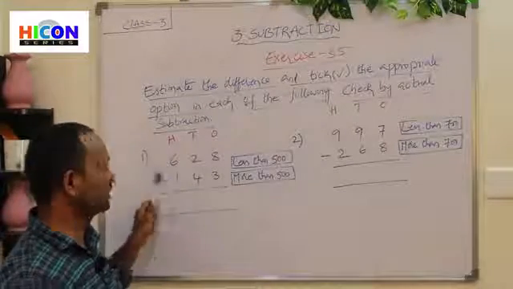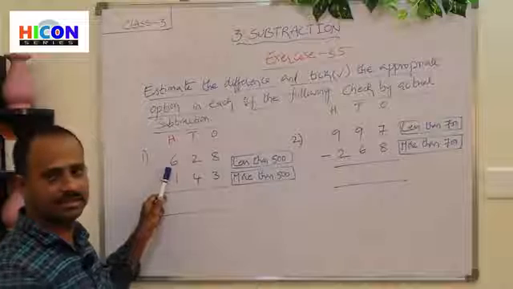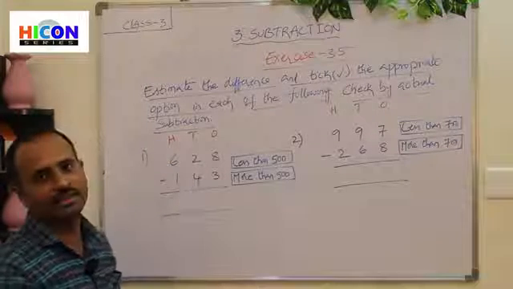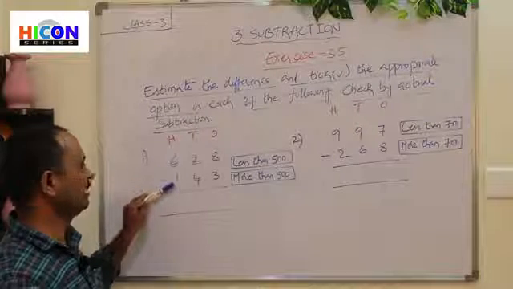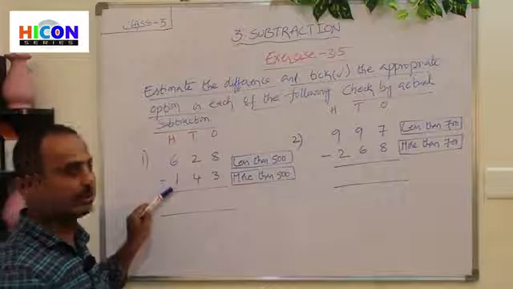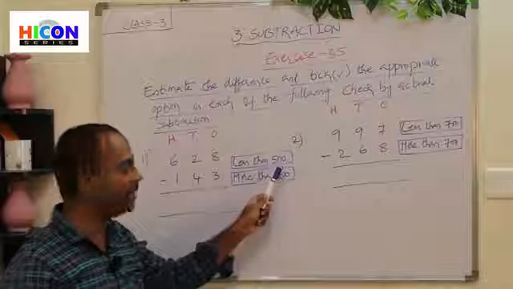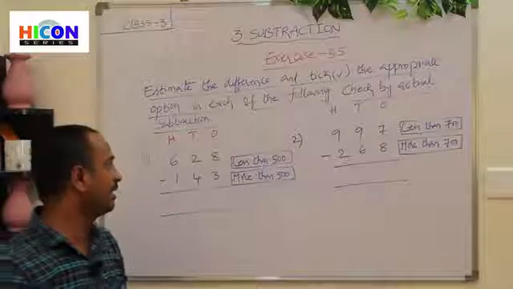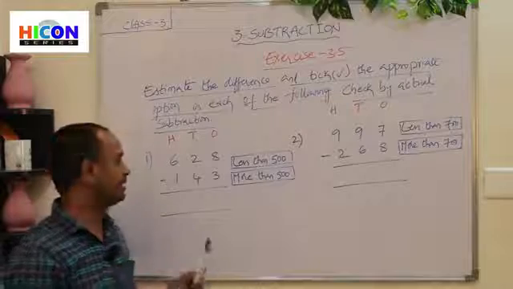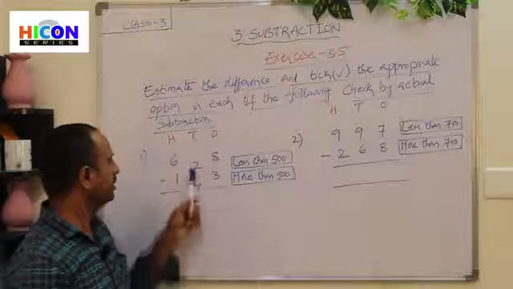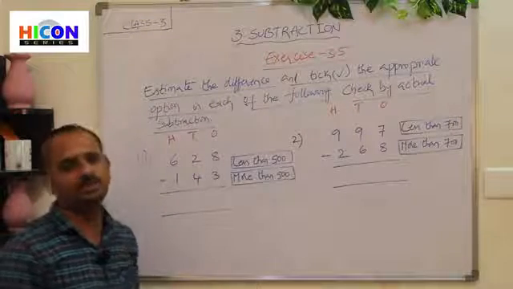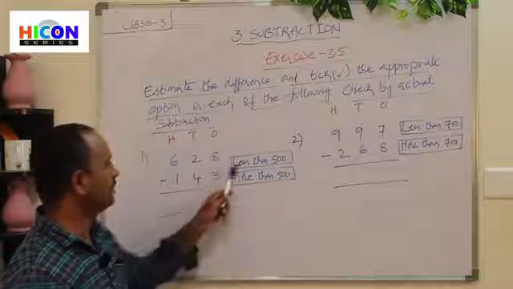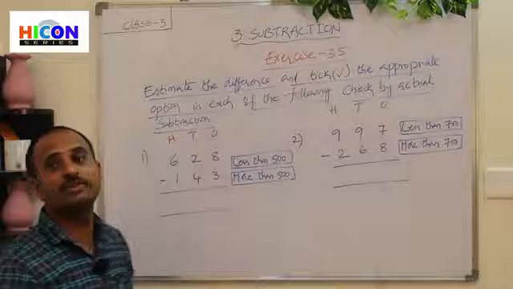So there are two numbers given. The first number is 628 and the second number is 143. Now we have to estimate the difference of these two numbers, whether it is less than 500 or more than 500. And again we have to check our estimation by doing actual subtraction also. So let us estimate whether the difference is less than 500 or more than 500.